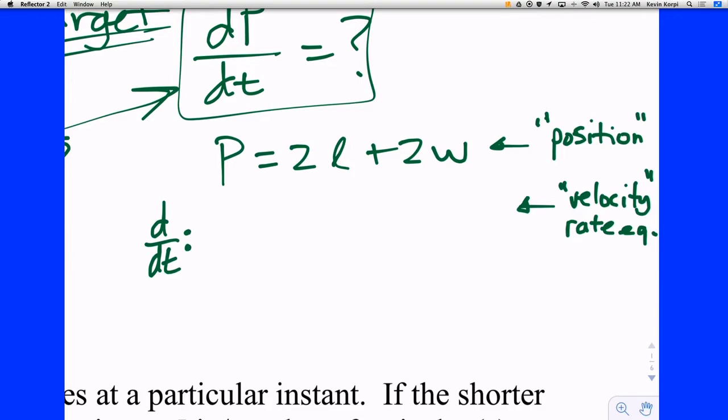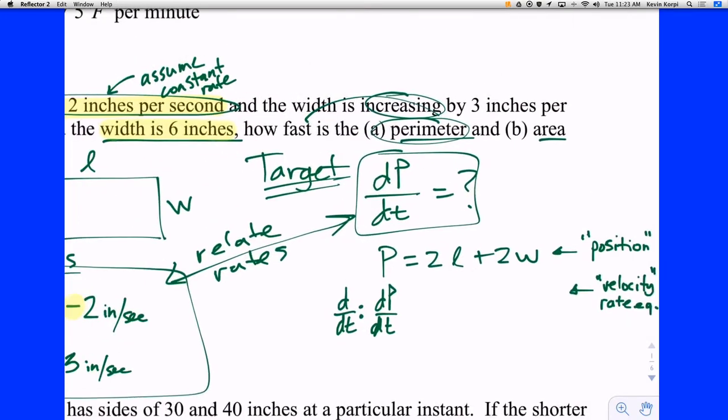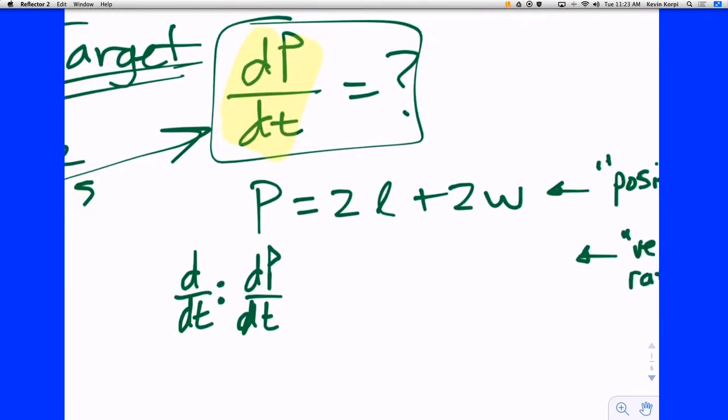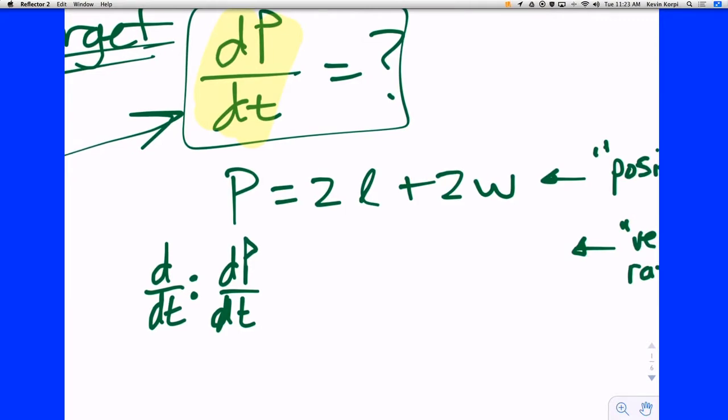Every variable up here that is not a t is going to have the chain rule applied to it, d variable dt. In fact, none of them have a t in it, so every single one of them is going to get a d variable dt. So here we go. What's the derivative of the left side with respect to t? What's the derivative of p with respect to t? Well, it's 1 times the chain rule, dp/dt. That's what we're looking for, right? It's the velocity of the perimeter, if you want to think about it that way.